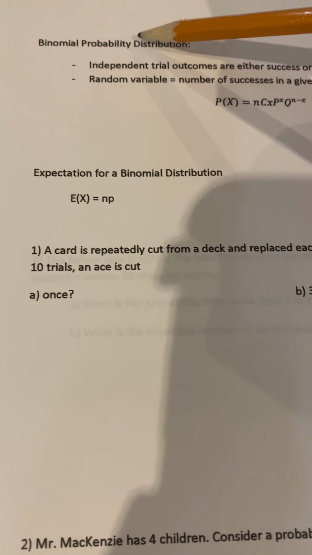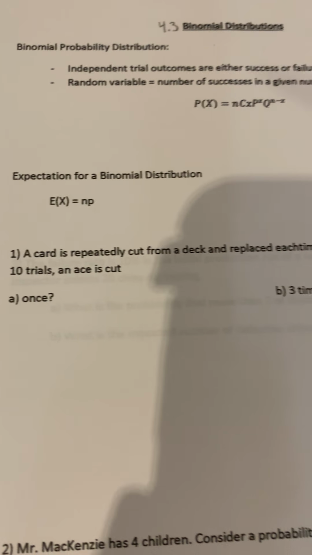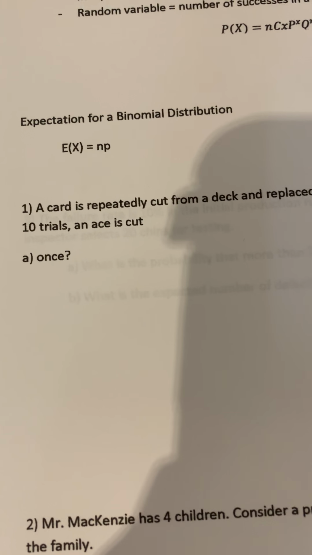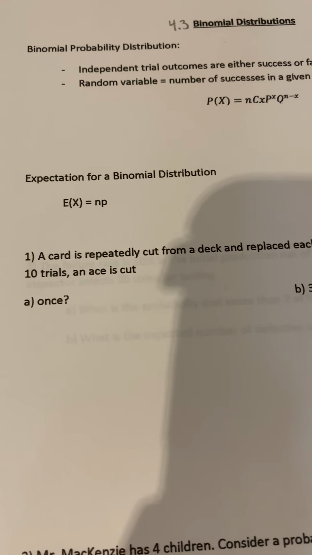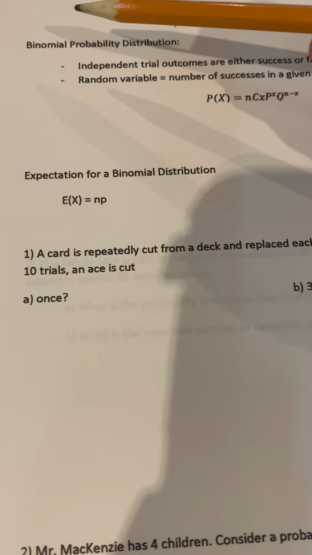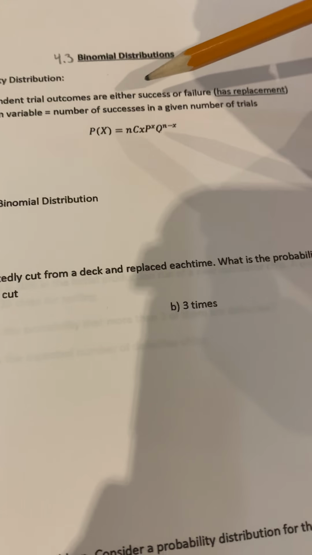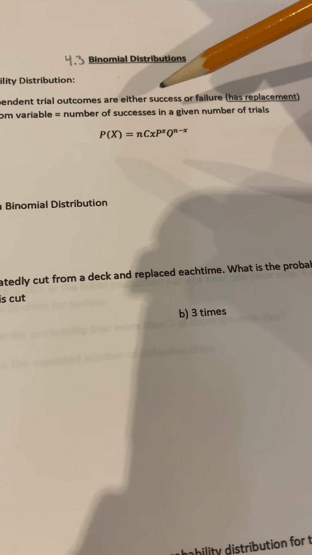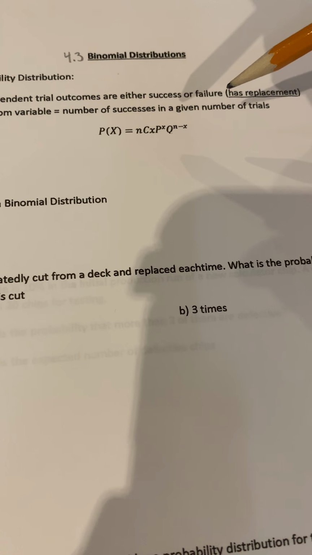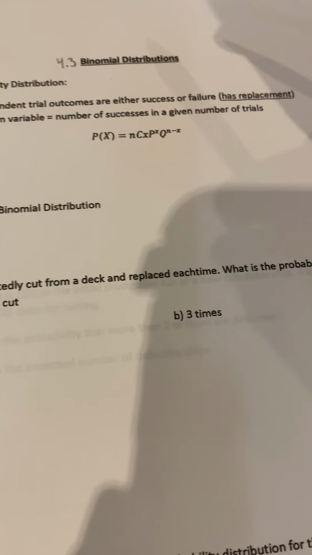So we have binomial probability distribution. In the lesson earlier, we did uniform distribution. Uniform was based on one trial. When we do binomial or hypergeometric, we're basing it on multiple trials. Here, with independent trials, the outcomes for binomial are either a success or failure. I'll explain that when we get to the formula.